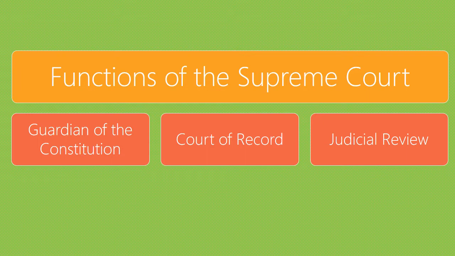Next, court of record. The Supreme Court records and prints all its proceedings and judgments. These judgments are referred to and cited by the lower courts throughout the country. Thus, the Supreme Court also functions as a court of record. Then, judicial review. The Supreme Court examines the validity of the laws passed by the Union and the states. It can declare any law null and void if it violates the Constitution.